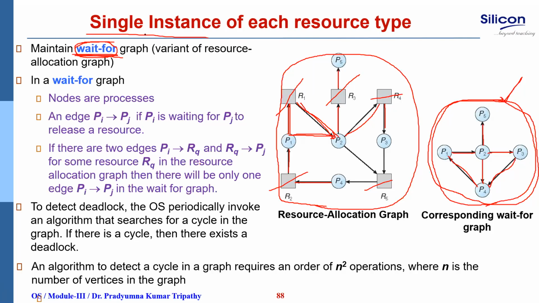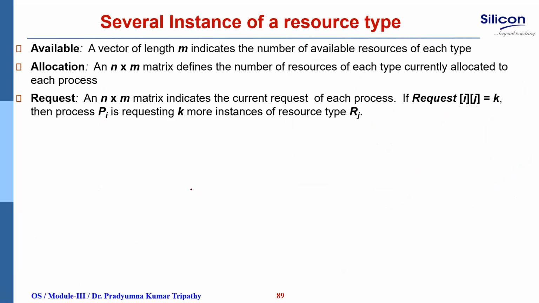So now we'll go for several instance resource. This is for single instance resource type. But for several instance resource type, we'll use a similar algorithm to the Banker's. We have taken a data structure available over there. Here also we'll take available, and here also we'll take allocation and request. These are the same as in the Banker's algorithm.